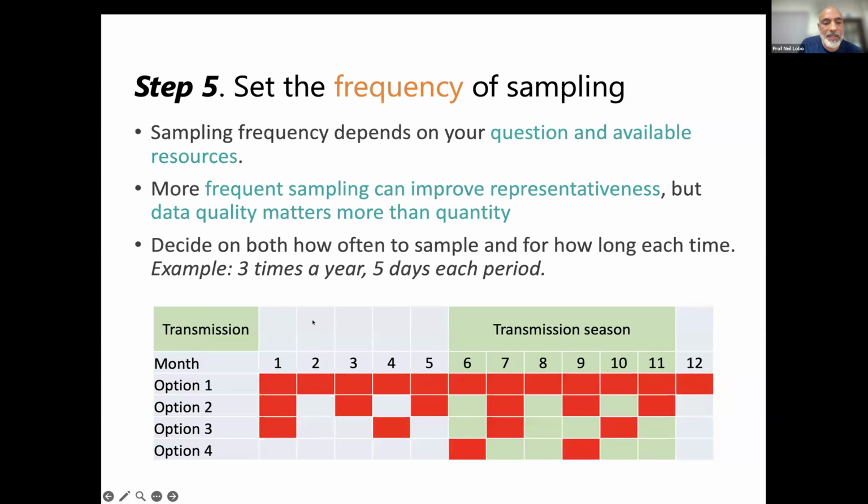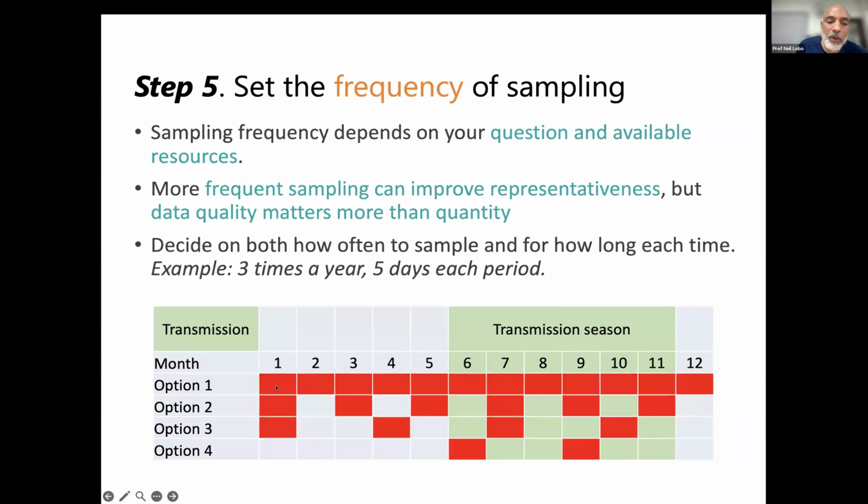There are examples down here. Let's say for looking at frequency of sampling, and let's say over here we have 12 months of the year, 1 to 12, and let's say our mosquito transmission season is month 6 to 11, and option one is we go every month to collect mosquitoes from, let's say, 4 houses for 4 days.